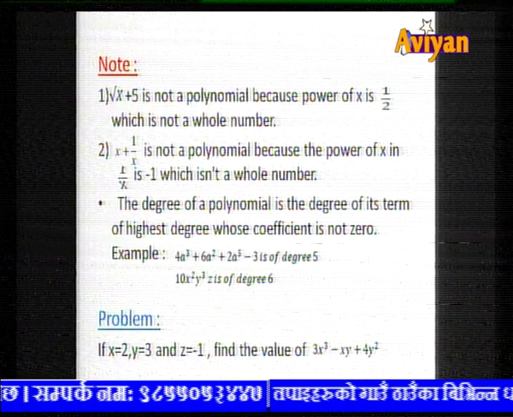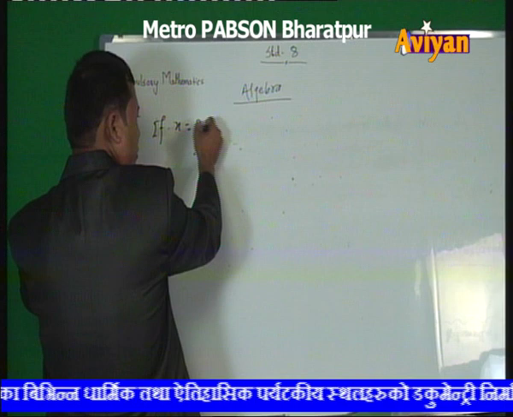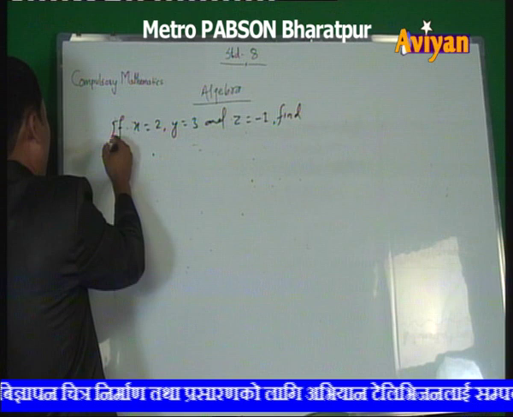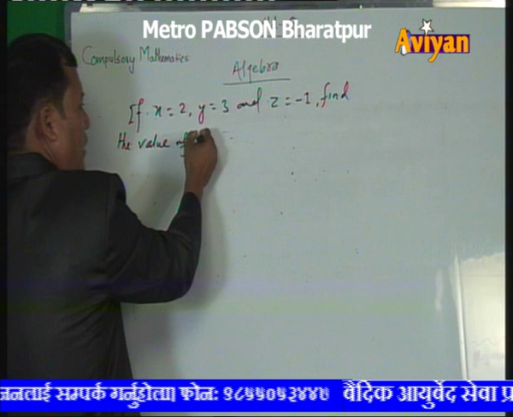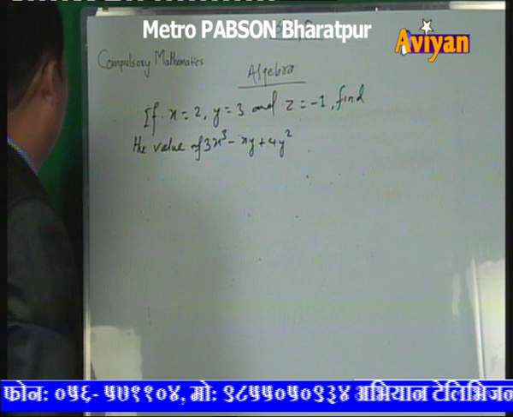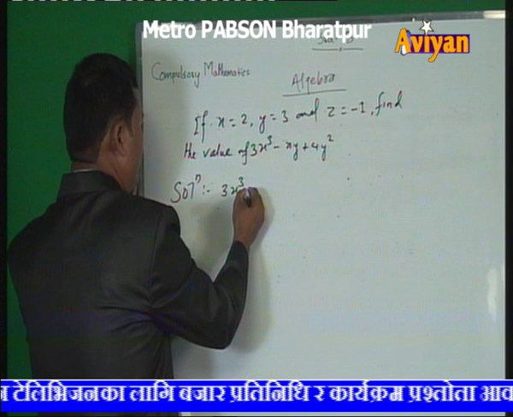Next problem please. If x is equal to 2, y is equal to 3 and z is equal to minus 1, find the value of 3x cube minus xy plus 4y square. Solution: 3x cube minus xy plus 4y square.